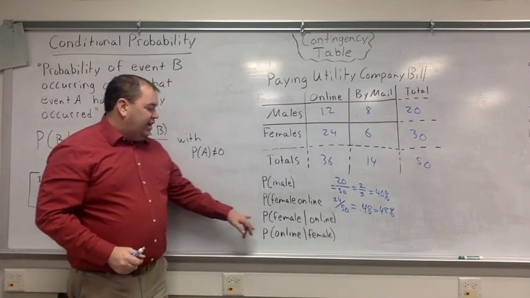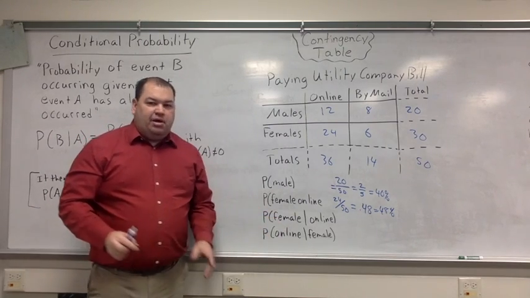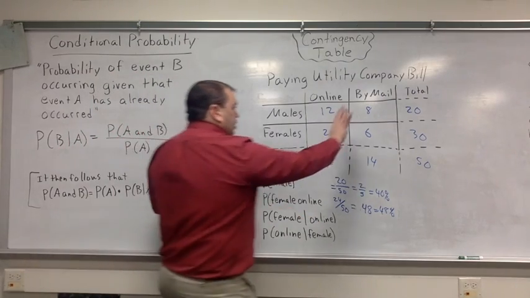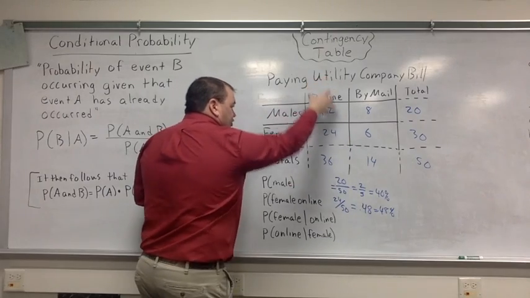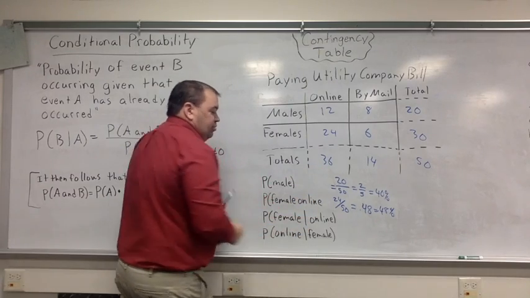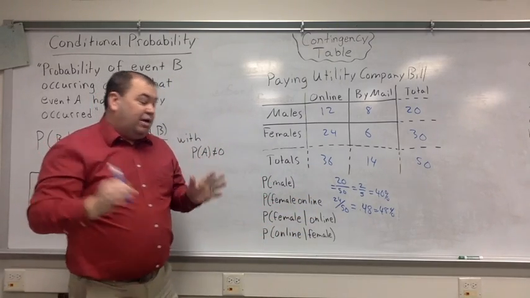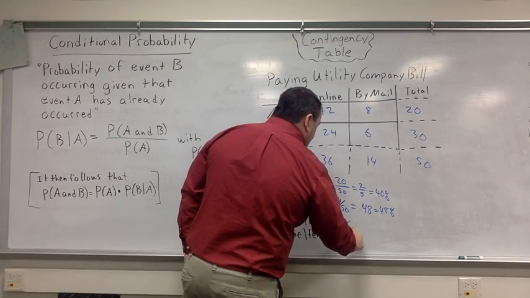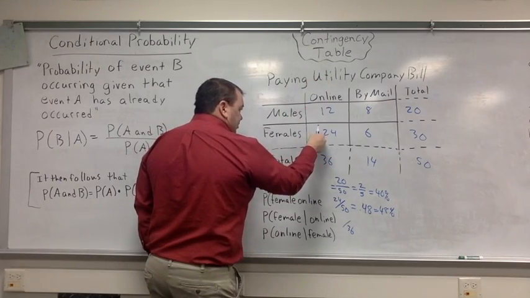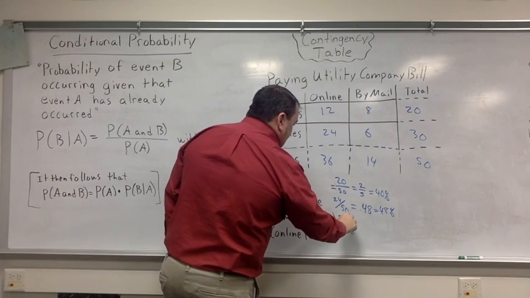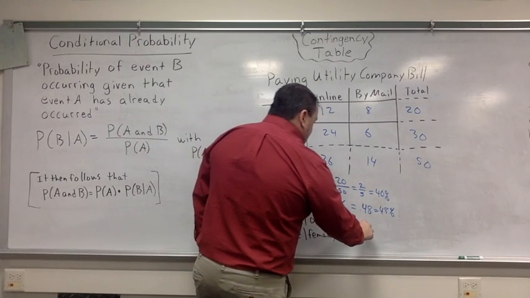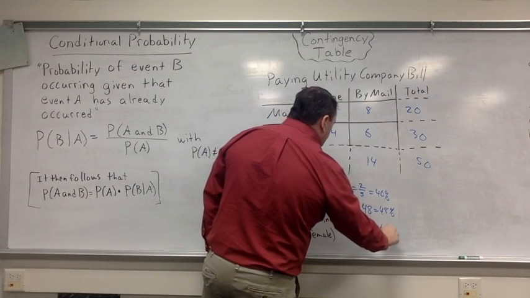Conditional probability says, I'm still looking for the probability of picking a female, but I know that this person paid online. So this part of the chart doesn't exist. We're looking at just this column. So in this column, there are 36 people online. That's my possibilities, 36 people. I'm looking for the females that paid online. Right here, there were 24 females who paid their bill online. And of course, this reduces. We turn it into a decimal, turn it into a percent.